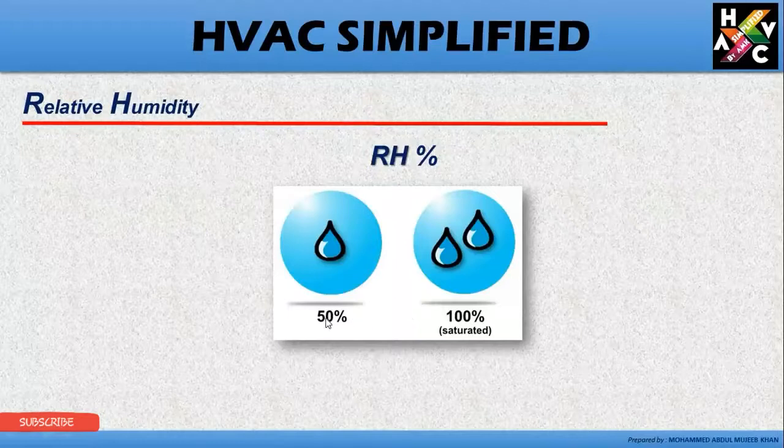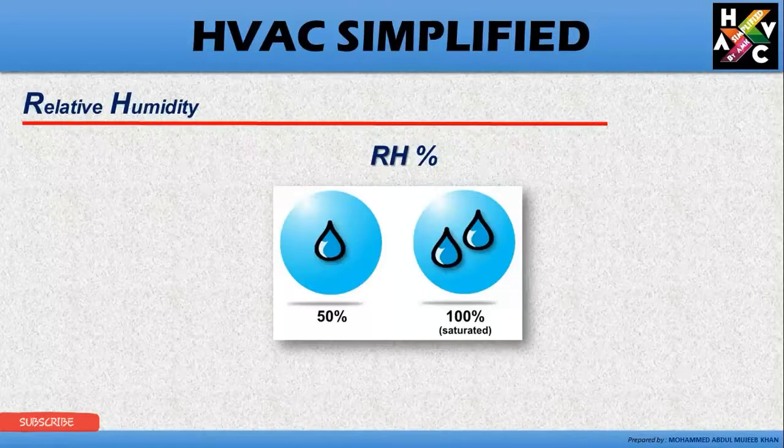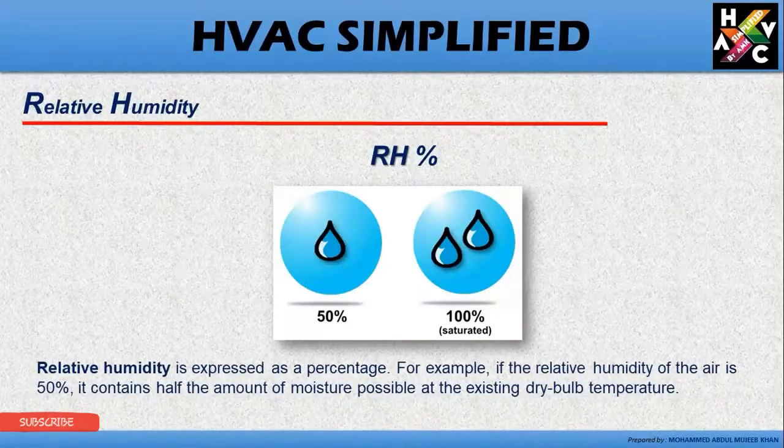Relative humidity of 100% is known as saturated, where the air cannot hold any further moisture. Relative humidity is expressed as a percentage. For example, if the relative humidity of the air is 50%, it contains half the amount of moisture possible at the existing dry bulb temperature.